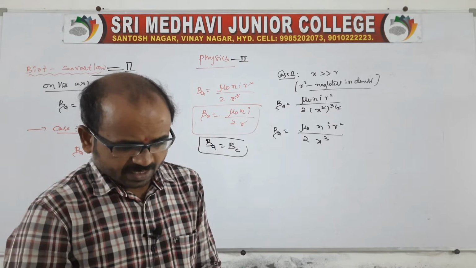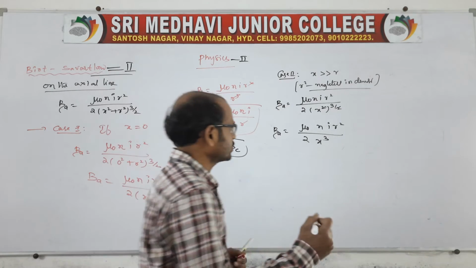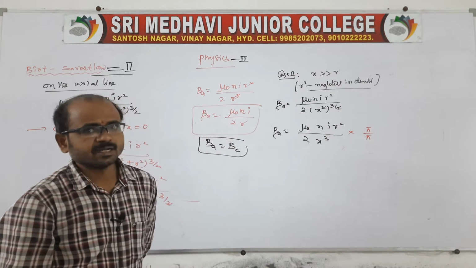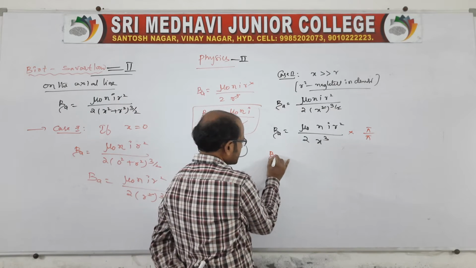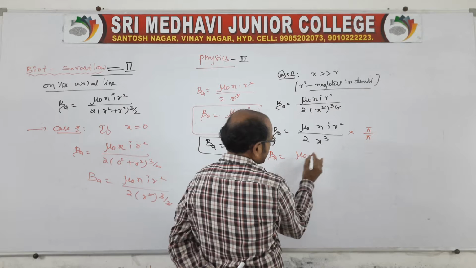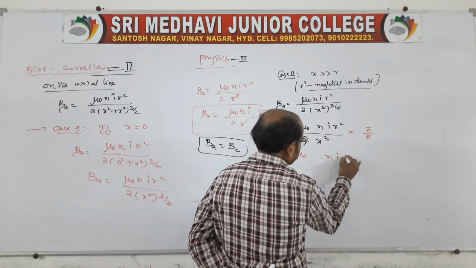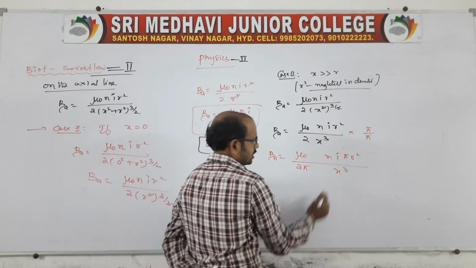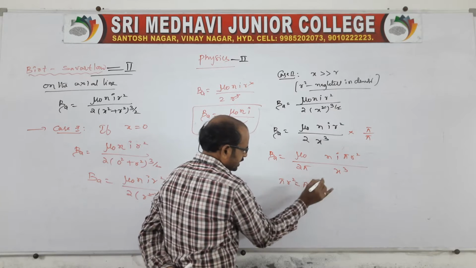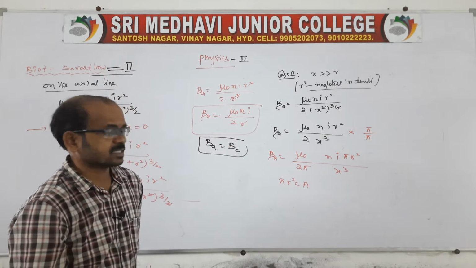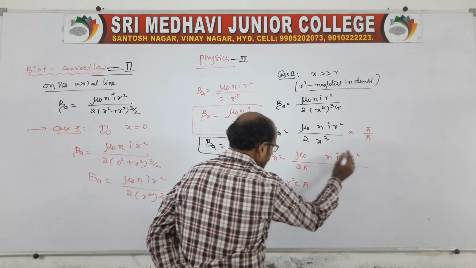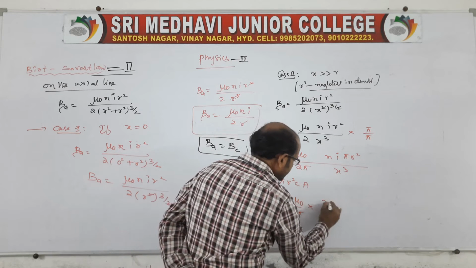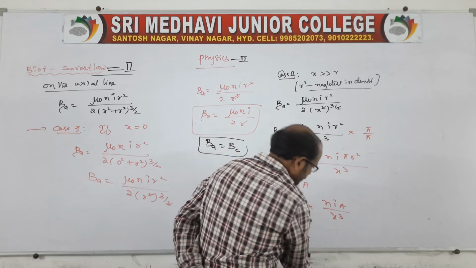Here there is one small derivation. Suppose you multiply and divide with pi, so that B axial is equal to mu naught N i pi R square by 2 pi into x cube. Pi R square is nothing but the area A of the circular coil. So B_A is equal to mu naught by 2 pi into N i A by x cube.